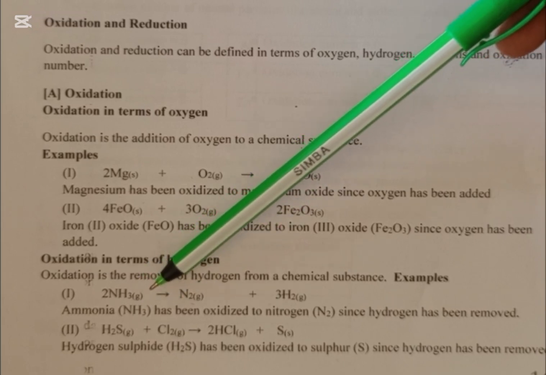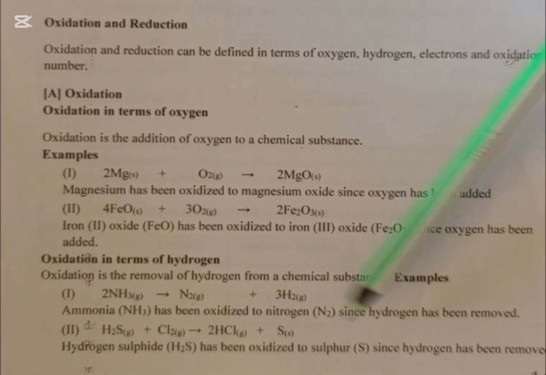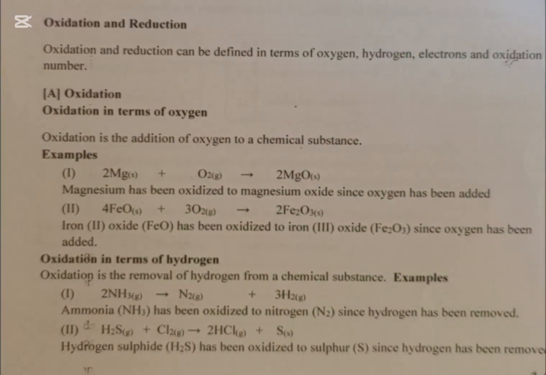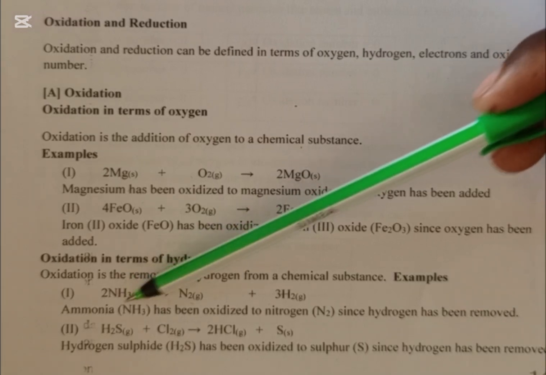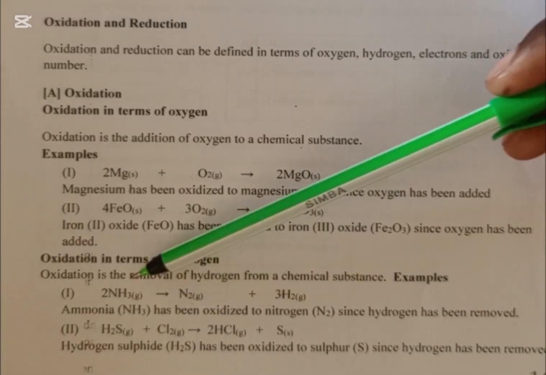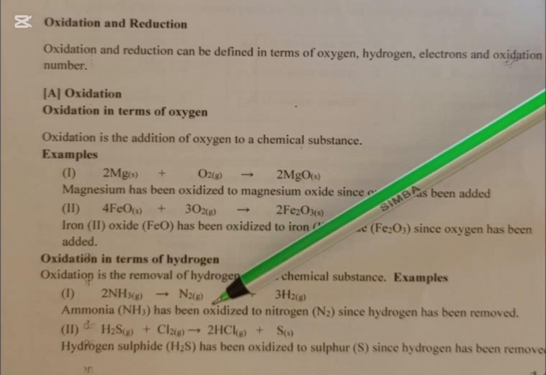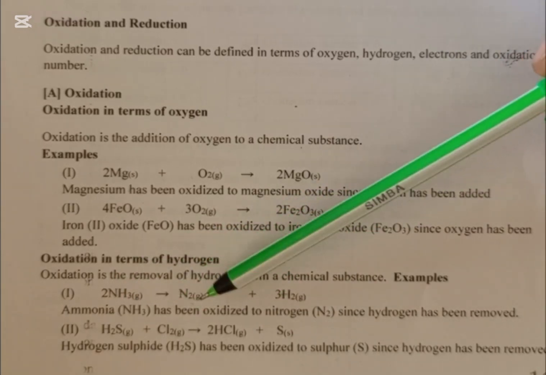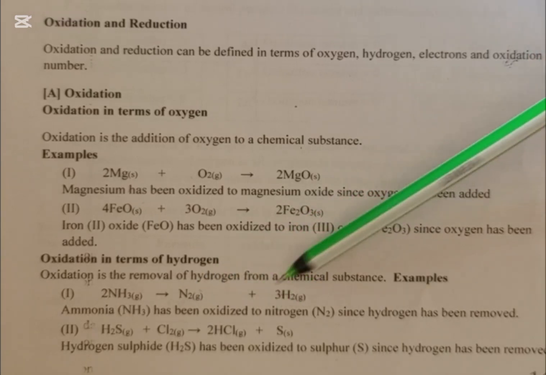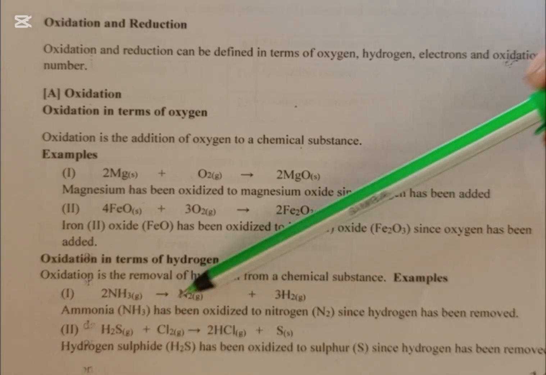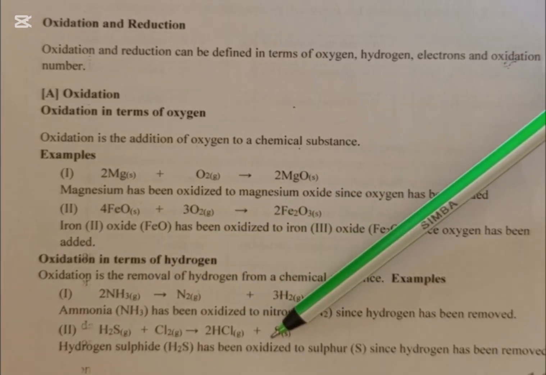What has happened is that ammonia has been oxidized to nitrogen since hydrogen has been removed. So there's a removal of hydrogen from this ammonia. And because hydrogen has been removed from ammonia, what we have here now is simply nitrogen and also hydrogen. So the removal of hydrogen from a substance is what you're calling oxidation.